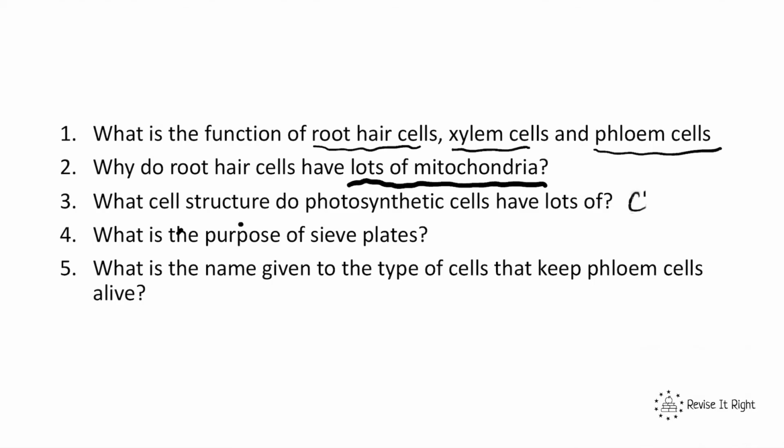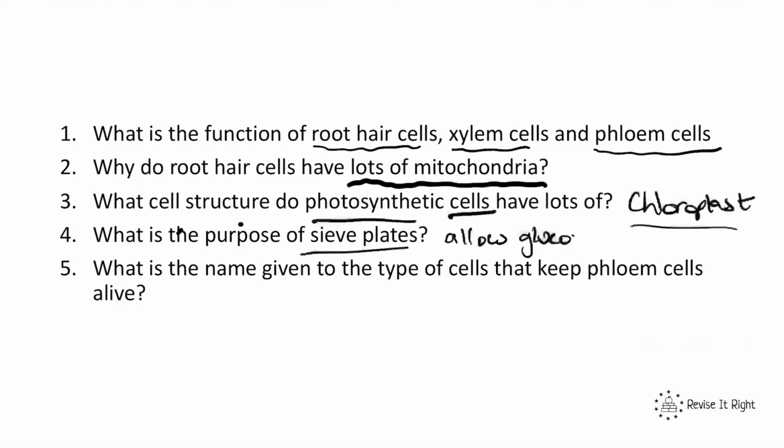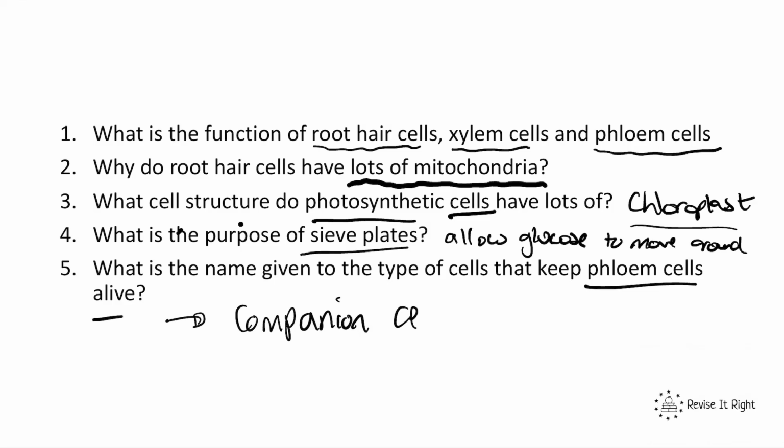Question 4, what is the purpose of the sieve plates? And that is just to allow glucose to move around the phloem, up and down the phloem. And question 5, what is the name given to the type of cells that keep phloem cells alive? Now you'll remember we call them companion cells. And these contain lots of mitochondria to provide energy for the phloem cells.